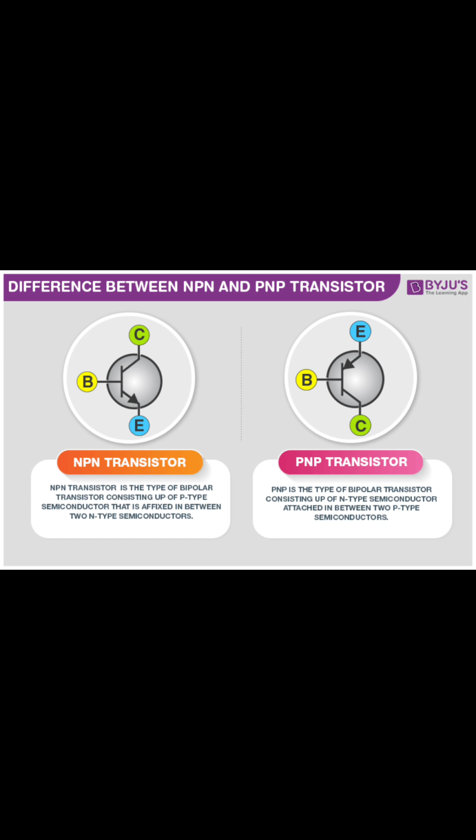In a PNP transistor, the majority carriers are holes. In this case, a small current flows out of the base and the main current flows from the emitter to the collector. The base must be negative compared to the emitter for it to conduct.